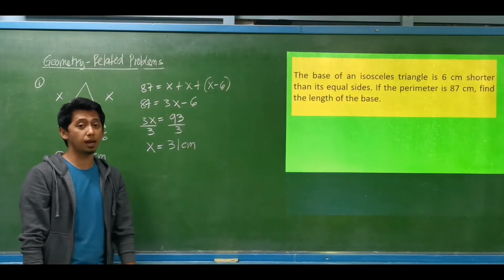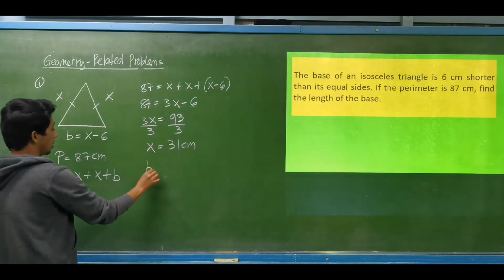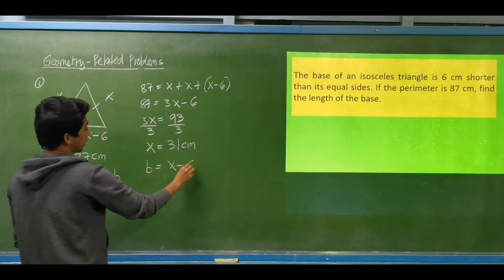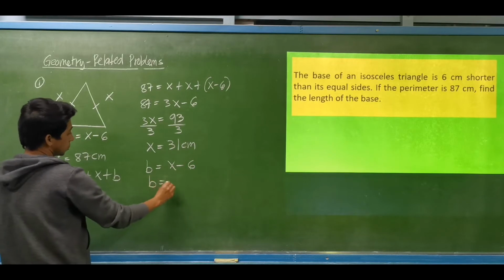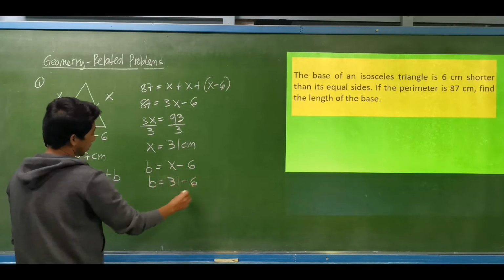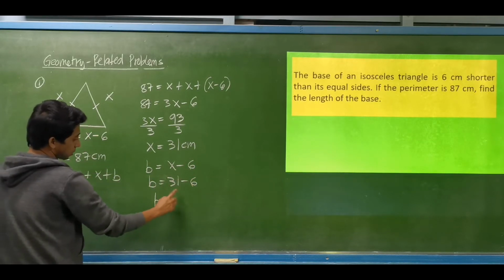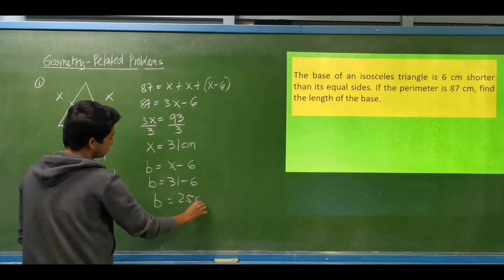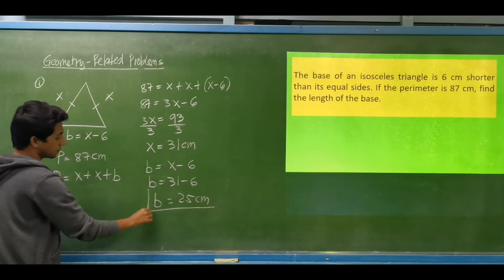But this is not what is required. We are looking for the length of the base. The length of the base is equal to x minus 6, which is the same as 31 minus 6. The dimension of the base is equal to 25 centimeters. So this will be our answer.